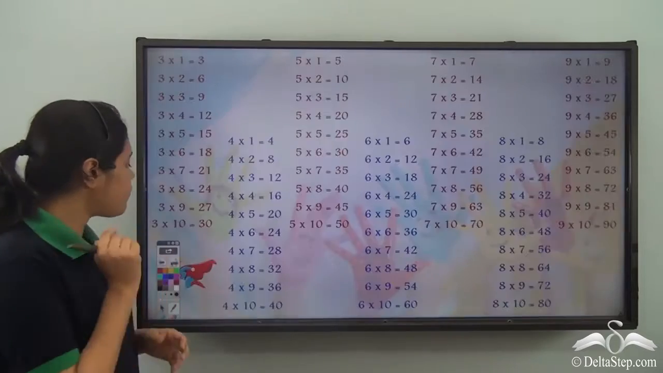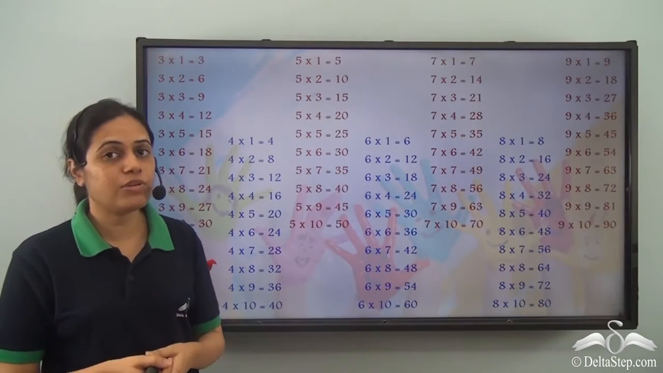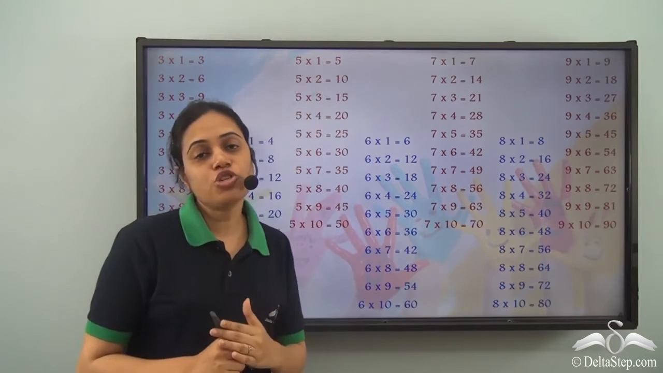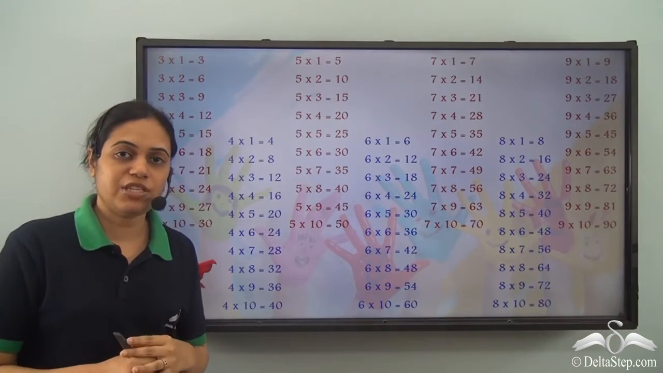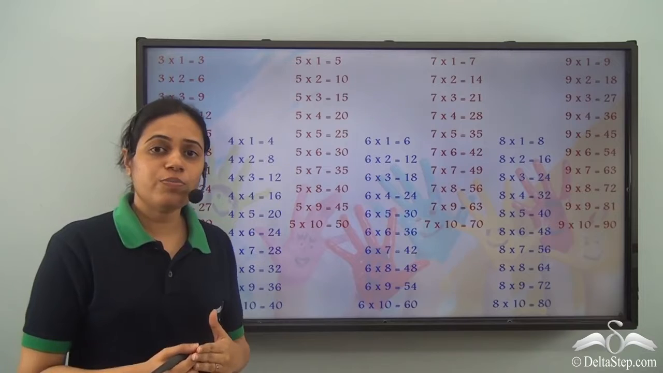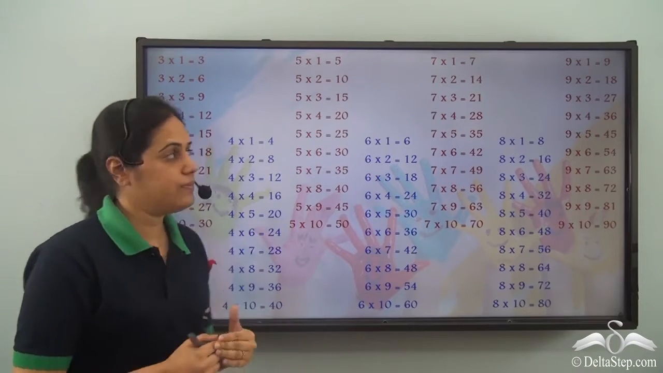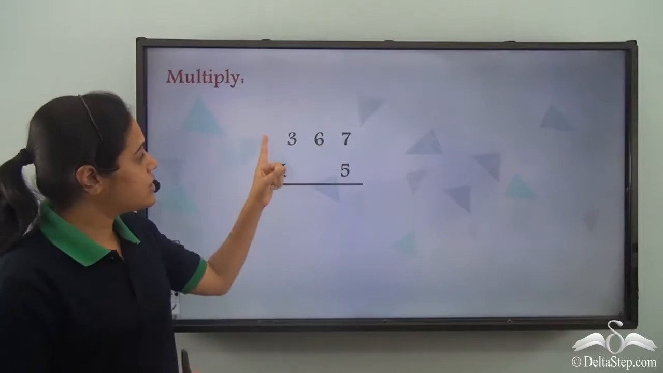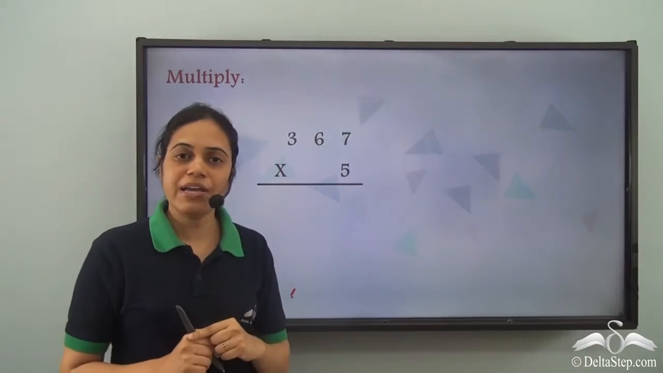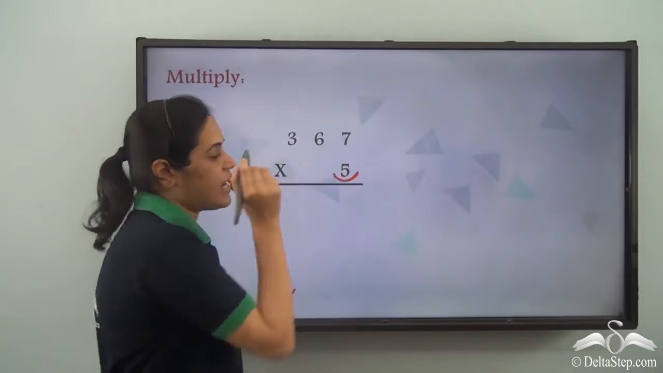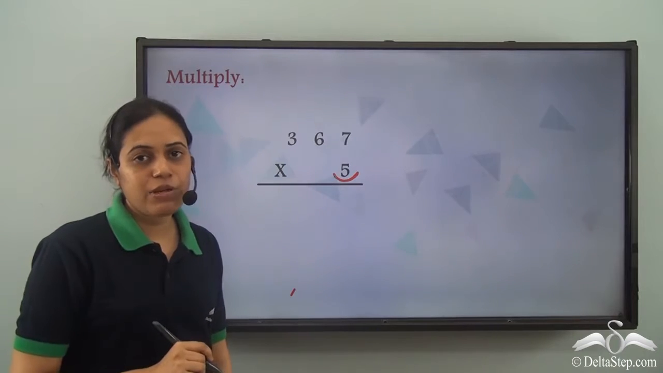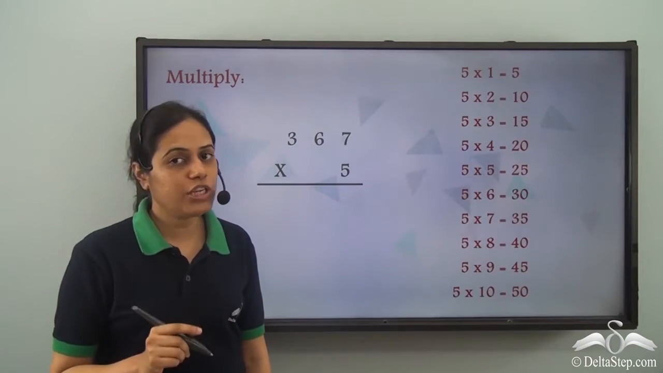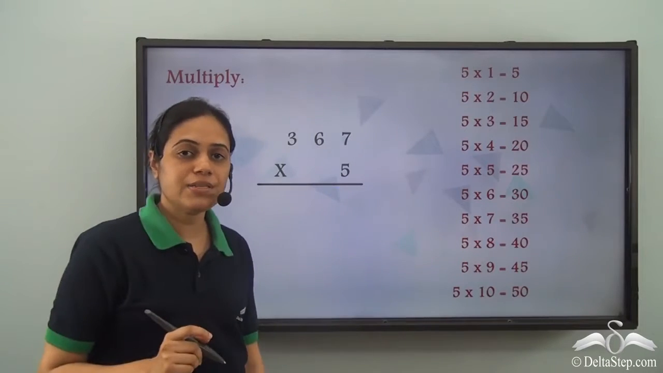And we know for multiplication, what is very important is to remember the multiplication tables. So you should remember all the multiplication tables till 10 in order to perform the multiplication correctly. So now let us multiply these two. This is 367 into 5. Now because I am multiplying by 5, I need the table of 5. So this is the table of 5. You need to remember this table by heart.